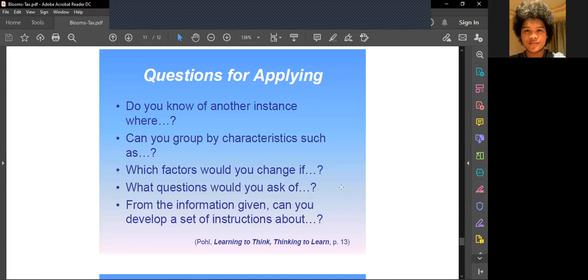Questions for applying. Do you know of another instance where? Can you group by characteristics such as? Which factors would you change if? What questions would you ask of? From the information given, can you develop a set of instructions about?